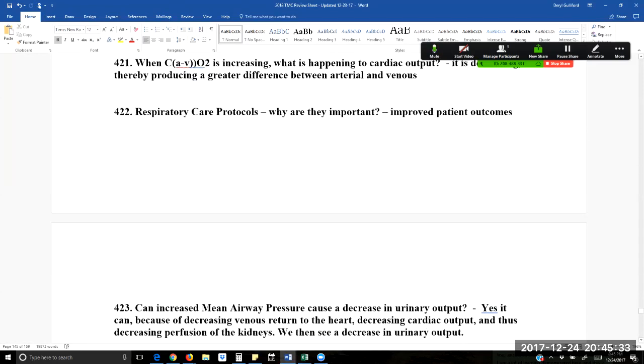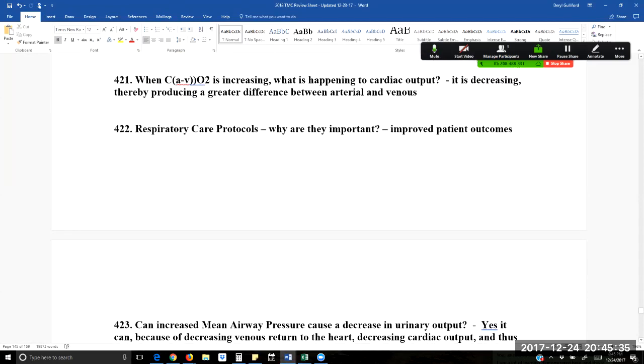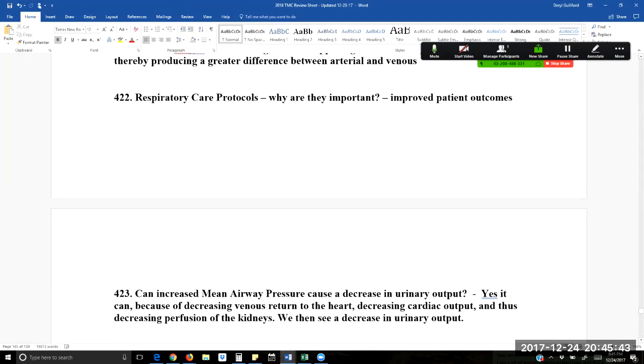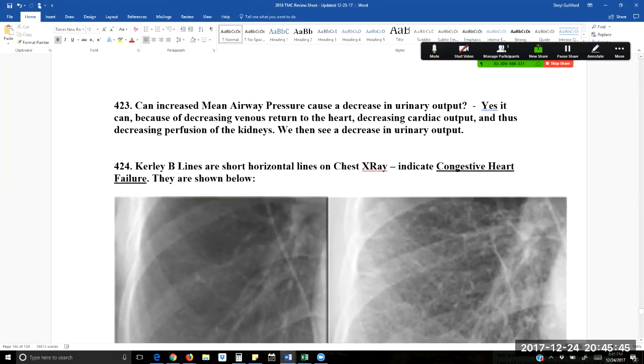Respiratory protocols, why are they so important? Well, they're important for improved patient outcomes. There are other things that they affect, but most important is improved patient outcomes. So you could have a question about that on your test. Can increased mean airway pressure cause a decreased urinary output? Well, that may seem like a distant connection, but it's really not. Because of the decreased venous return to the heart, what we call an internal tourniquet effect. I'm going to add that here because it may help some students to realize what's going on there.